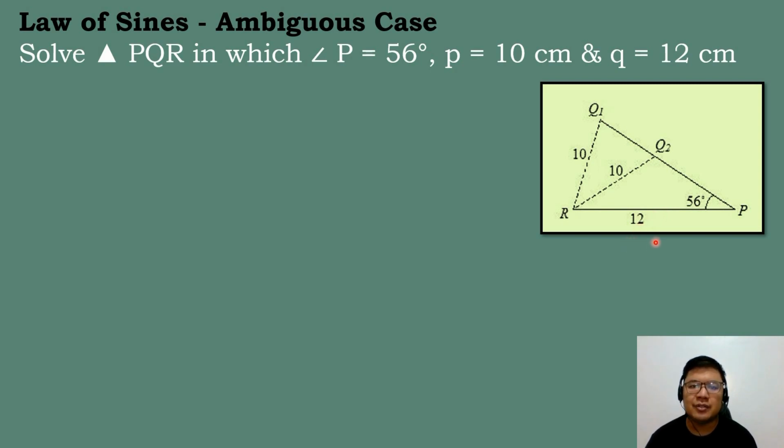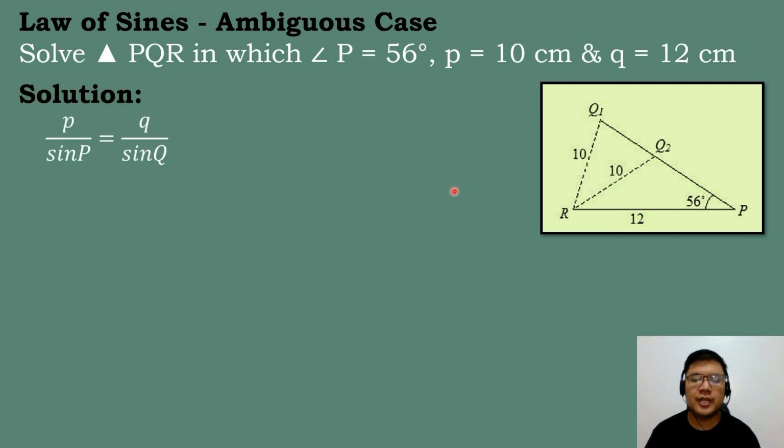Notice that we can construct two different triangles from the given information. This one will be the first triangle if the measure of side P is located here, and this one is our second triangle if the measure of side P is located here. So we have the given condition in which we have two given sides and a non-included angle. Therefore, this is an example of the ambiguous case. So let's have our solution.